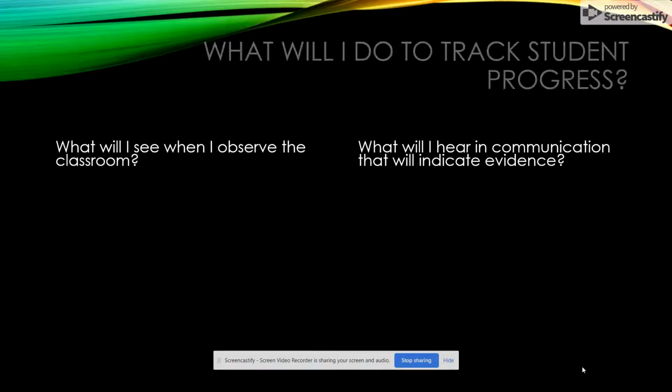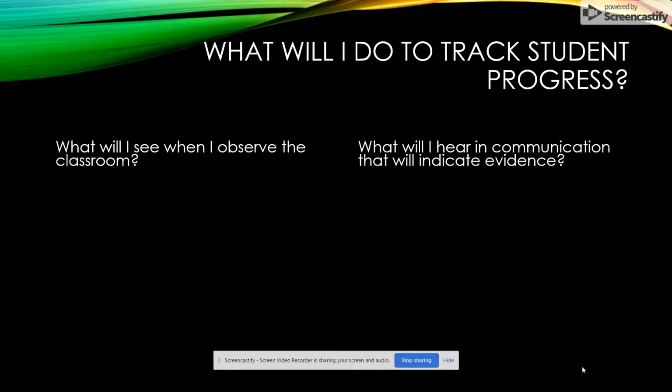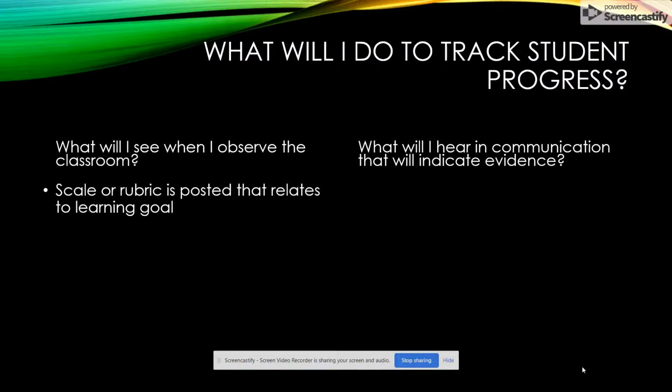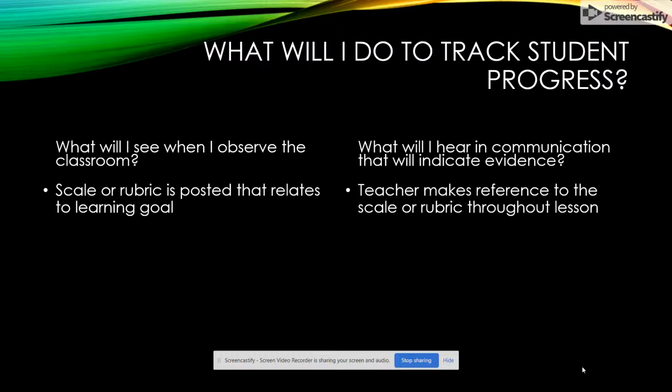Question 2. What will I do to track the student progress? What will I see when I observe the classroom? A scale or a rubric that's posted that relates to the learning goal. And then what will I hear is how the teacher will make reference throughout the lesson pertaining to that scale or rubric.